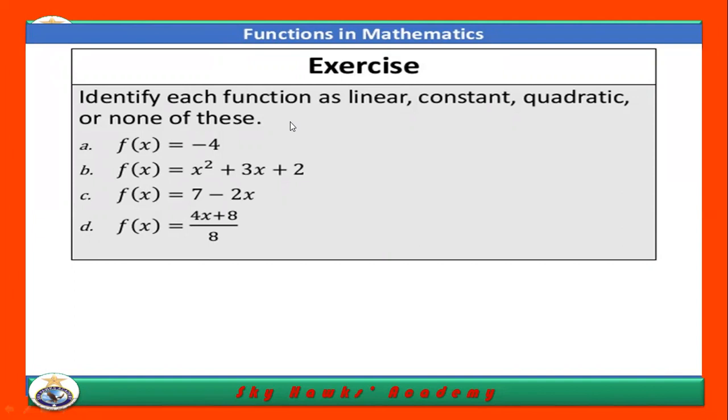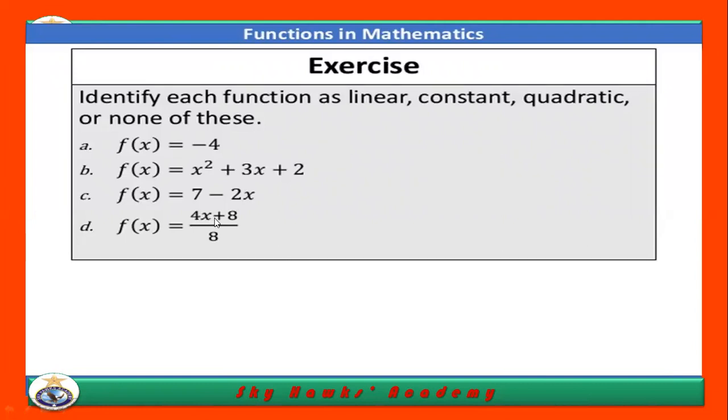none of these. So here, this one is a constant function because only the constant is there. And from here, we can say this is a quadratic function. We can trace and get the shape, and the leading coefficient is positive, so that's why it will open upward. And once again, this is a linear function because the maximum degree of the variable is 1. And this one is once again a linear function.